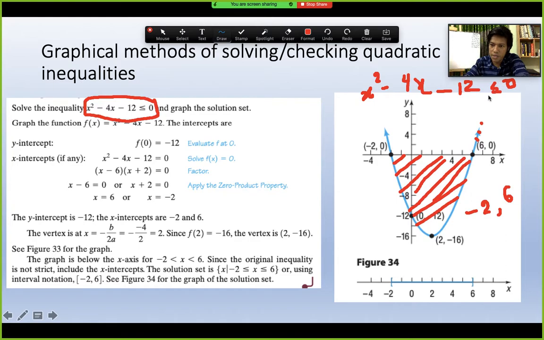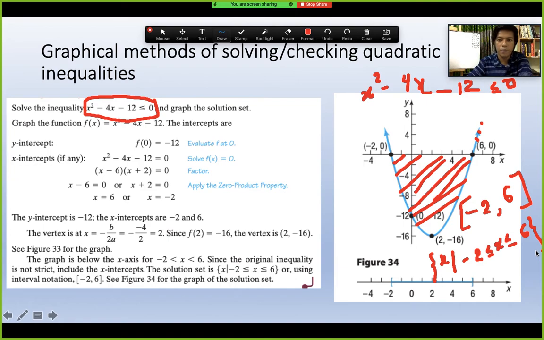And you see this is less or equal to, that's why we have to give the third bracket. And this is the set notation. And if you want to write interval notation, then our solution set is x such that -2 less or equal to x less or equal to 6. Both mean the same thing.